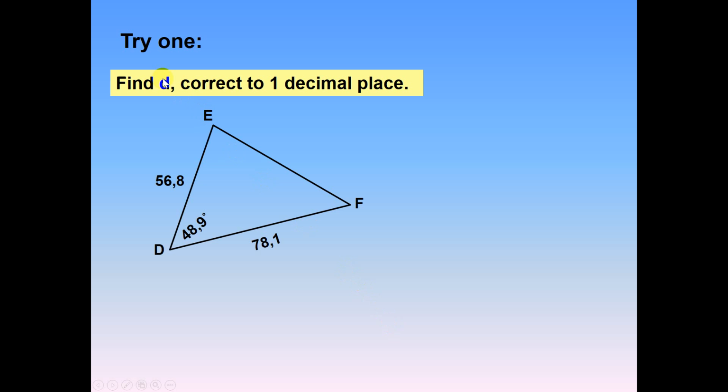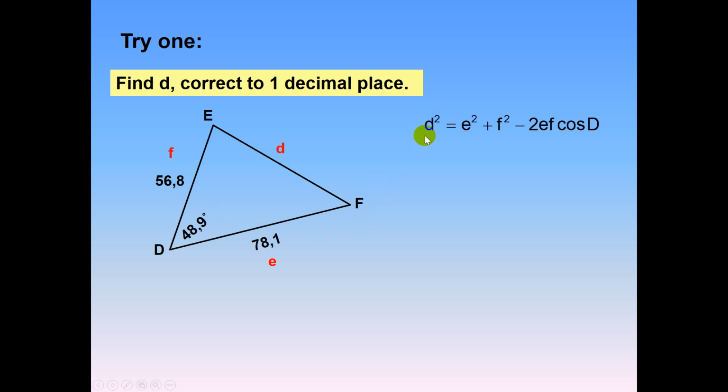Next example, the question is to find small d. Good practice is always to label the sides with small letters. Opposite angle D is small d. Opposite angle E is small e. Now remember, this is two given sides and an included angle. So note, whenever you have two sides and a given angle, cosine rule works well. Sine rule will not work.